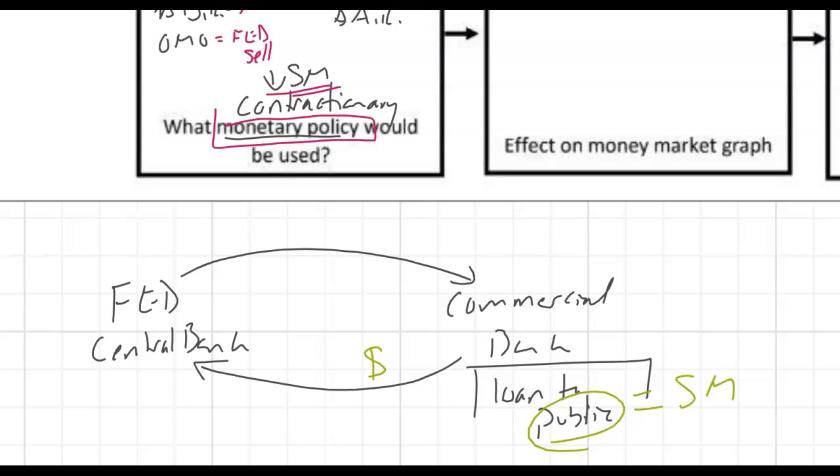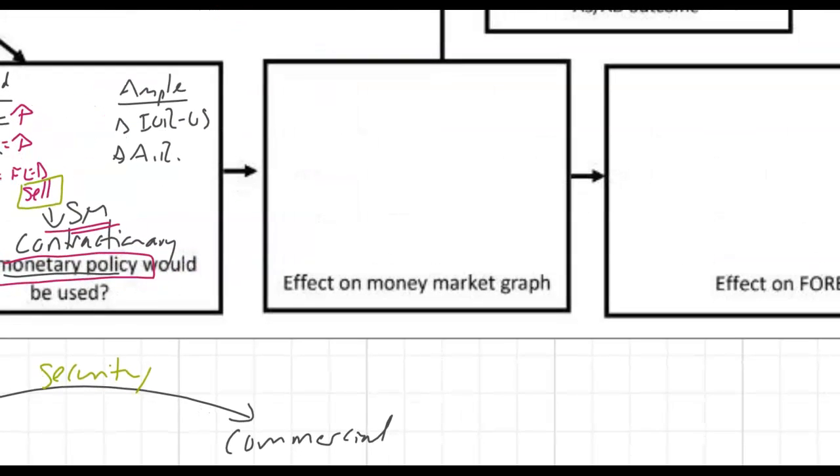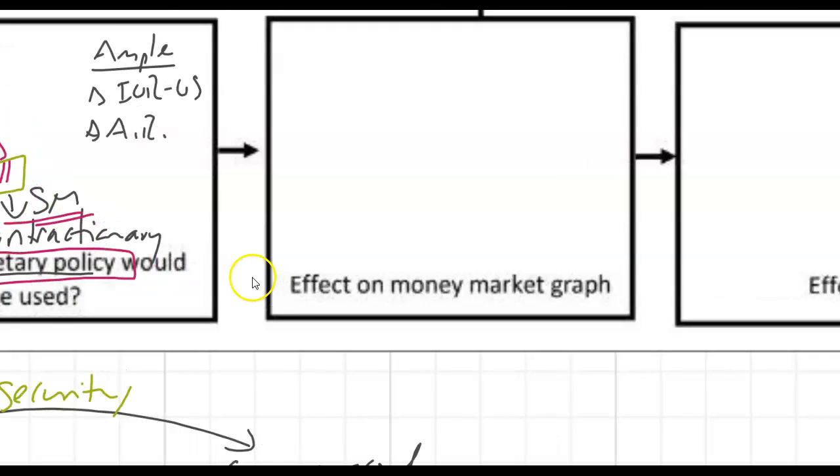So why would the commercial bank give up their money? Because they're going to be getting a security, and that's what I mean by the Fed sells the security. They're selling it to the commercial bank. The commercial bank is using their money, their reserves, in order to pay for that. Okay. So how would that have an impact on the money market graph?